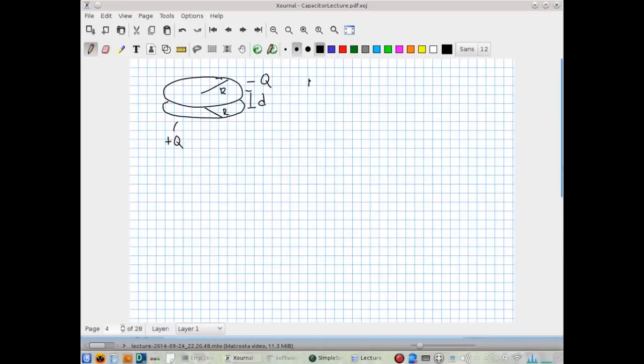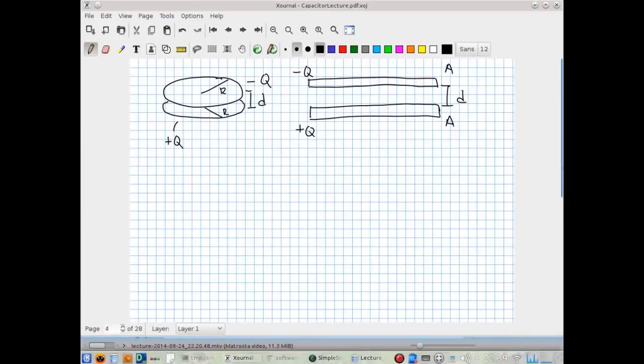If I view this from the side, I can imagine that the sides of the disks look like this, and I'm exaggerating the dimensions a little bit. The separation between them is d. We have plus Q down here, and up on the top disk an exactly opposite charge, of equal magnitude, negative Q. They both have the same area A, which is just given by pi r squared for the disks. So we can think about what's going on inside of these two disks. Well, we already have half the answer.